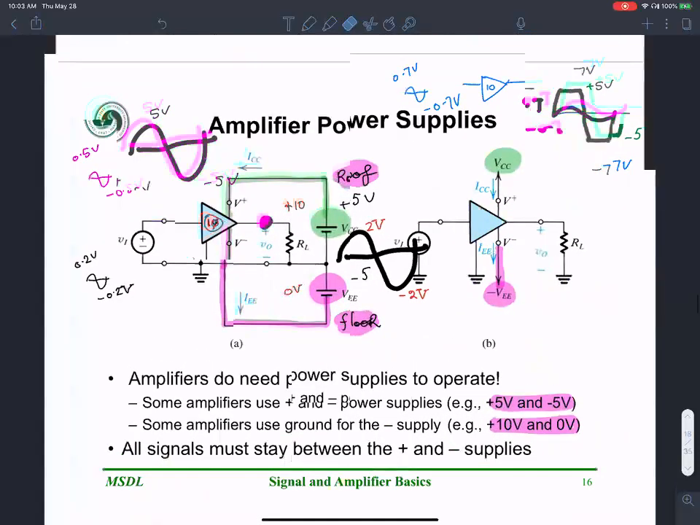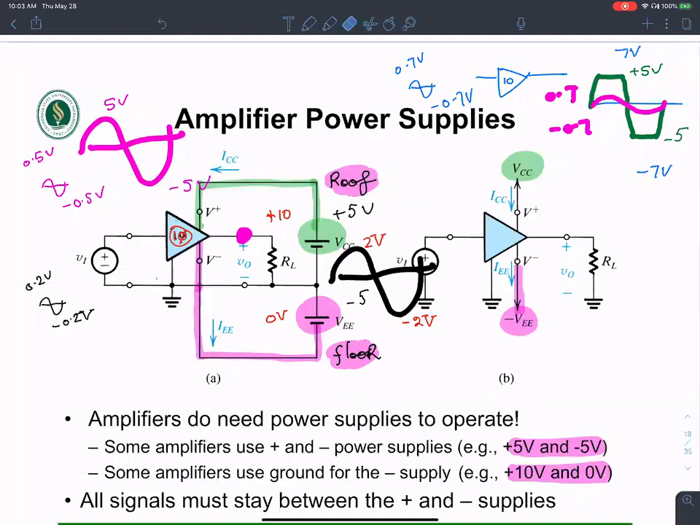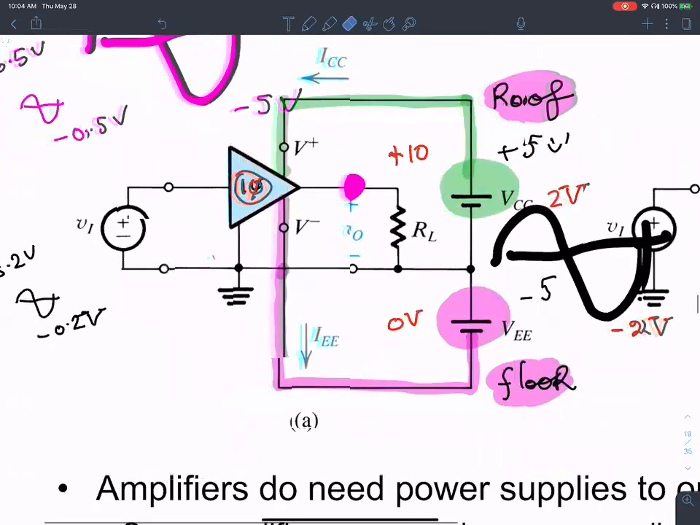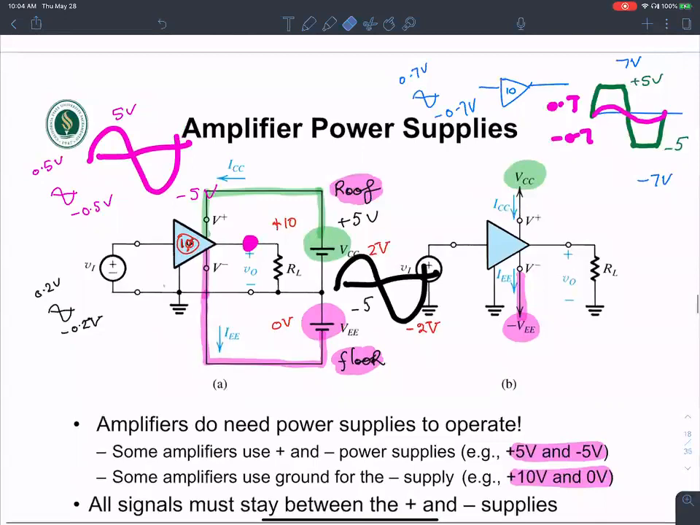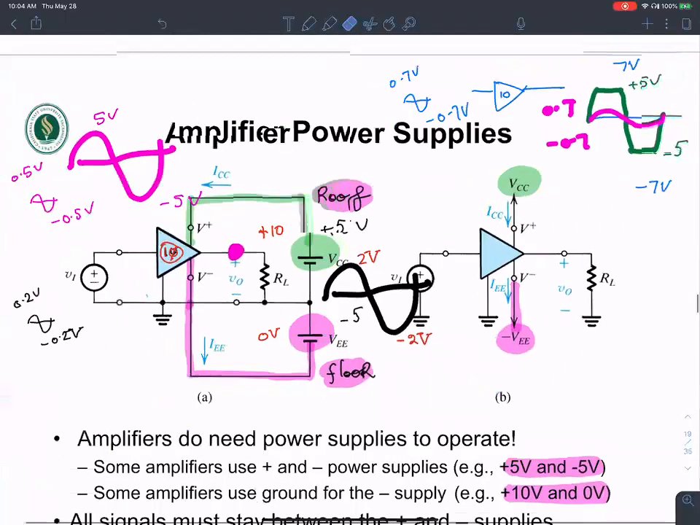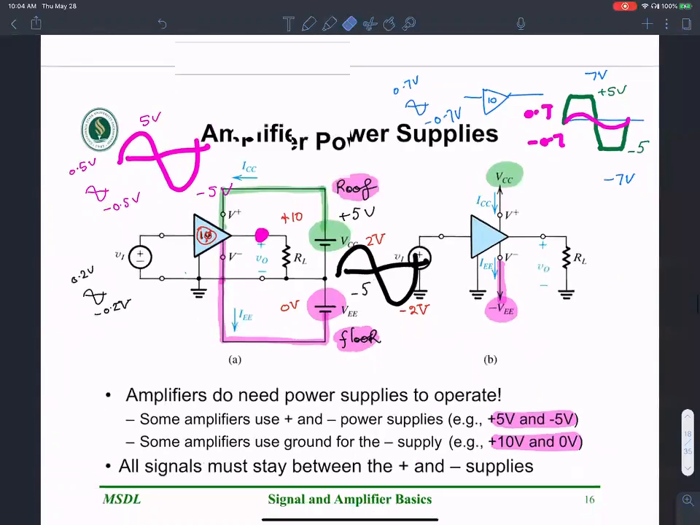And then I mentioned the amplifier supplies. Shown in green is the roof, the positive power supply, which acts as a top ceiling for the maximum output signal. Shown in purple is the floor, the bottom value that the signal can take. Depending on what you apply as VCC or VEE, they set the output peak possible for the signal output.